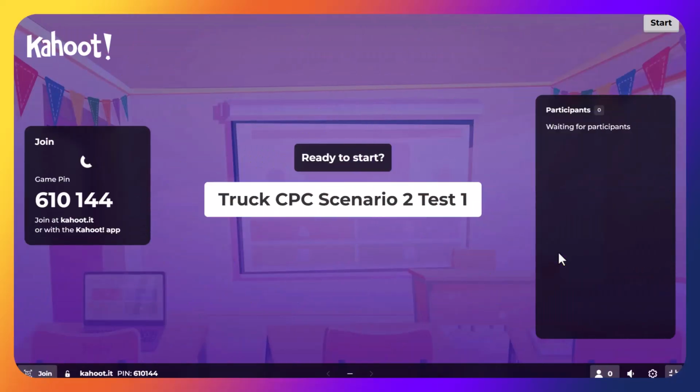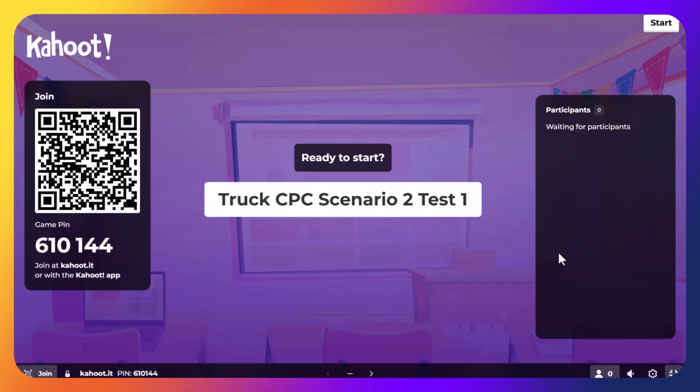Hi everyone, this is a walkthrough of Kahoot 1 for Truck CPC Scenario 2. So this is Kahoot 1 or Test 1 for CPC Scenario 2. This is a walkthrough, so I'm not going to do it really slowly, but I'll do it slow enough. If it's not slow enough, you can always pause the recording. So here we go.